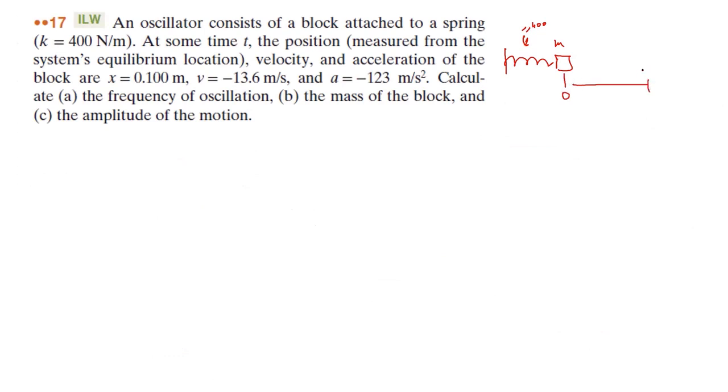Of course, my system is oscillating between x max and minus x max. At some time, I have measured the position, the velocity, and the acceleration of the block. The position is 0.1 meters with respect to 0. The velocity is minus 13.6 meters per second, and the acceleration is minus 123 meters per second squared. First question: what is the frequency of oscillation? So how can I get the frequency of oscillation?